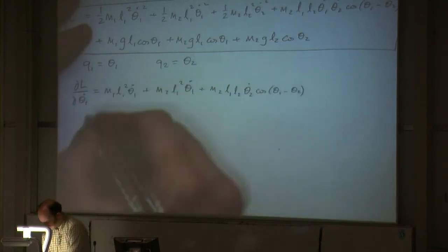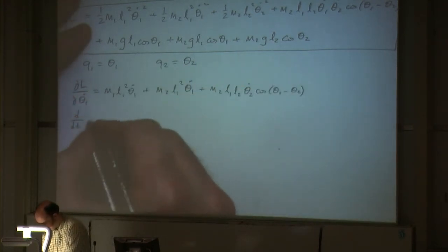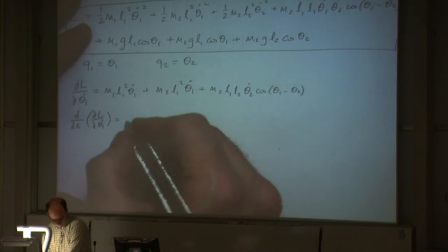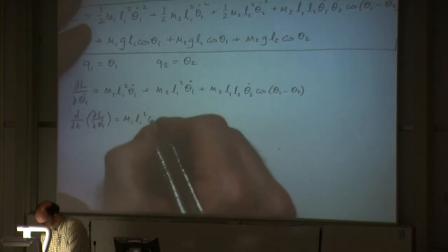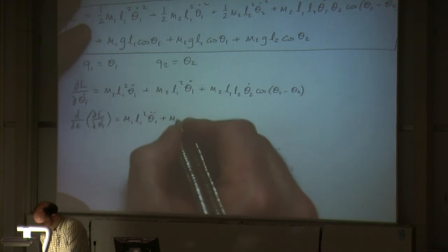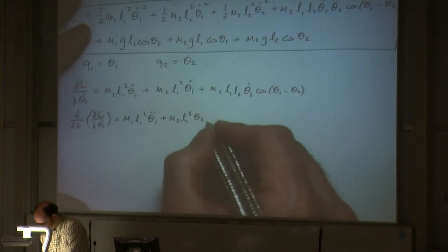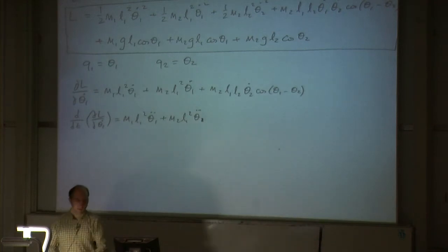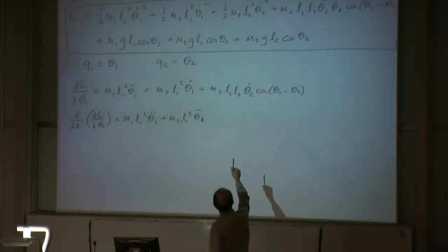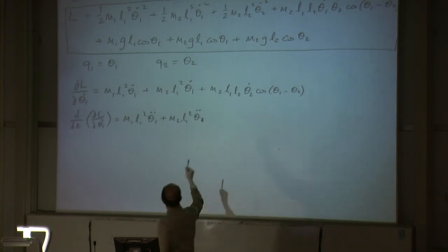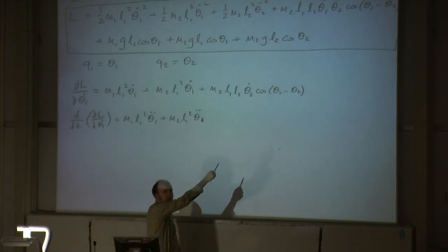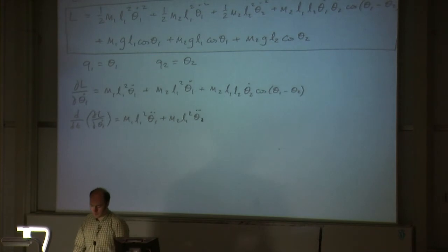The next step is to take the time derivative of this, so that's d over dt of dL over d theta 1 dot. And so we have simply M1 L1 squared theta 1 double dot plus M2 L1 squared theta 1 double dot. And this is where it gets a bit complicated, because in this last term, think about it. What varies with respect to time? Well, theta 2 dot, the angular velocity of the second mass, will vary with respect to time. Theta 1 will, and theta 2 will as well. And so we have to take the derivative of that term.